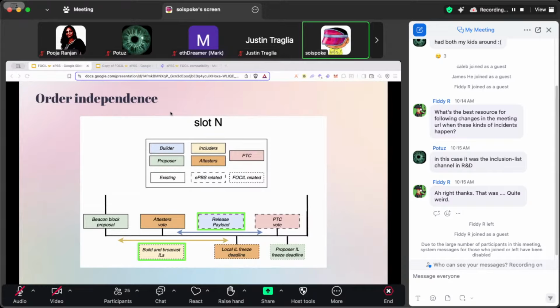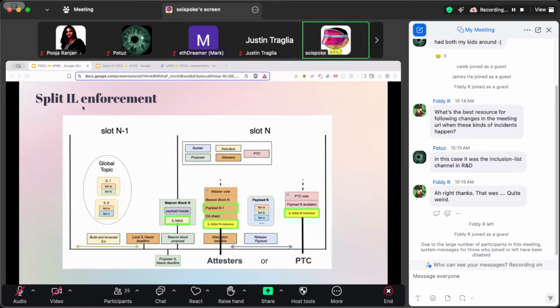And so that would have been the biggest, I think, tension between FOSSIL and EPBS, and it turns out it's not really one. So yeah, that's about order independence. And then that's the whole split IL enforcement thing.